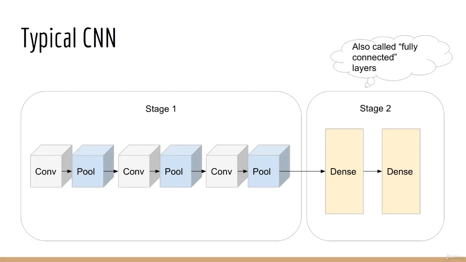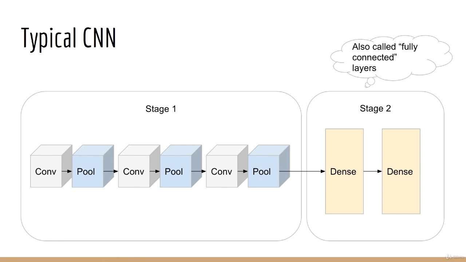Okay, so let's look at a typical CNN. A typical CNN has two stages. The first stage is a series of convolutional layers. Importantly, these convolutional layers are usually followed by pooling layers, which is another type of layer we'll discuss shortly. The second stage is a series of dense layers, also called fully connected layers. These are just a regular feed-forward neural network as you saw in the previous section.